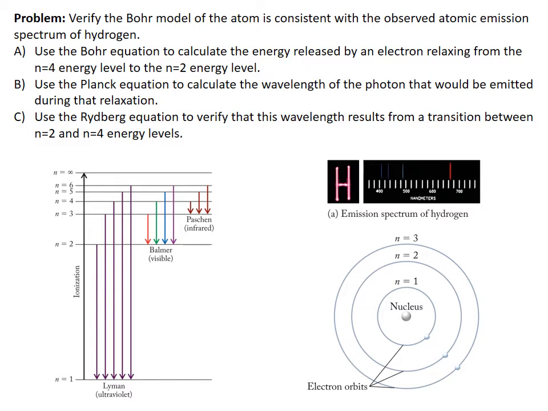In this problem, we're going to verify that the Bohr model of the atom is consistent with observed atomic emission bands in the hydrogen atom by using the Bohr equation, the Planck equation, and the Rydberg equation.